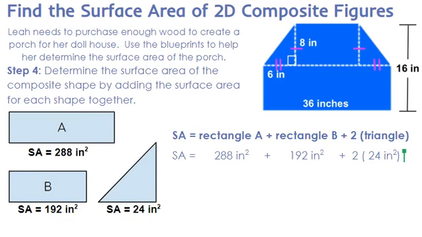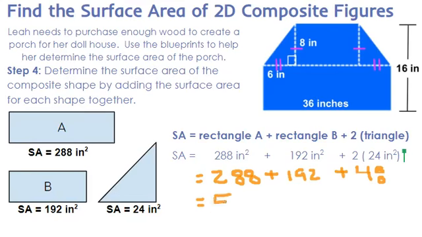Okay, so now it's time to wrap it all together in step 4, where I'm going to add the surface area of each individual shape together in order to determine the surface area of the entire composite shape. Keep in mind, I have one rectangle A, one rectangle B, but I do have 2 of the same triangles. So I'm going to have to multiply my triangle surface area by 2 in order to account for the 2 different triangles that are in the porch. My first surface area for rectangle A is 288 inches, plus my 192 inches squared from my rectangle B, and then 2 times 24, which is equal to 48 inches squared.